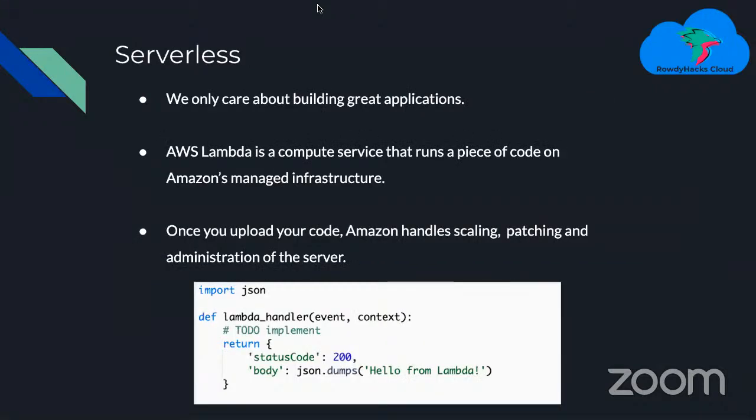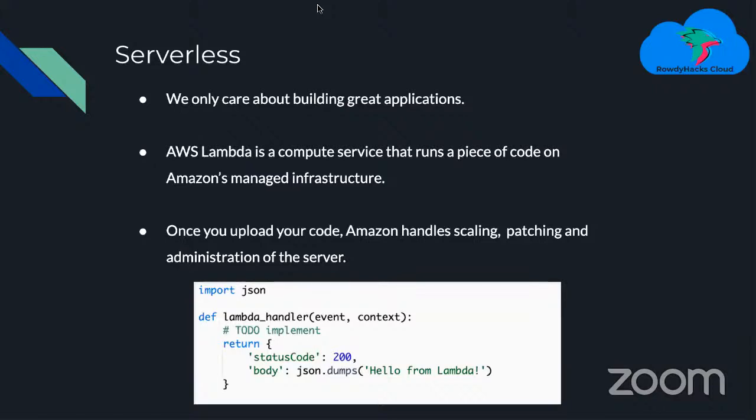So like I said, we've gone to a completely serverless architecture. So we don't worry about RAM. We don't worry about the space inside of the server. We don't worry about anything except for the application that's on top. AWS Lambda is one of the computing services that AWS offers. It's essentially a piece of code that runs on Amazon's managed infrastructure. And once you upload that code, Amazon handles the scaling, the patching, and the administration of the server. All you worry about is the code.